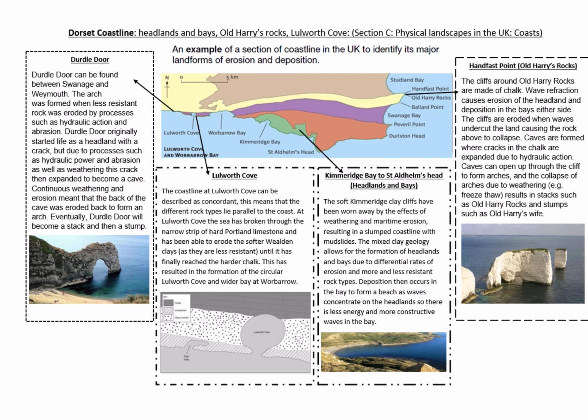Durdle Door is a famous example of an arch. Eventually, if we fast forward the clock, however sad it is for Durdle Door, this top part here of the arch will collapse and it will leave behind a stump.